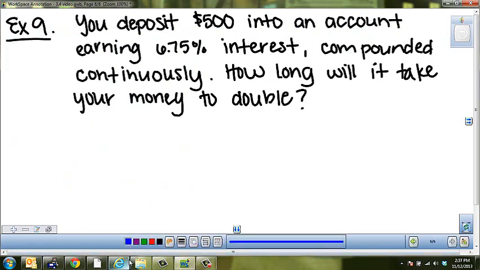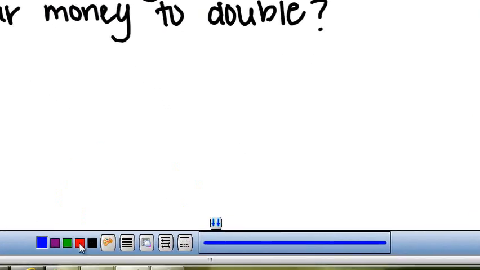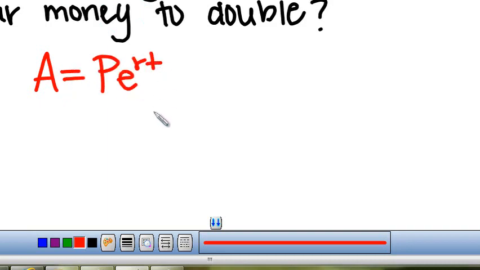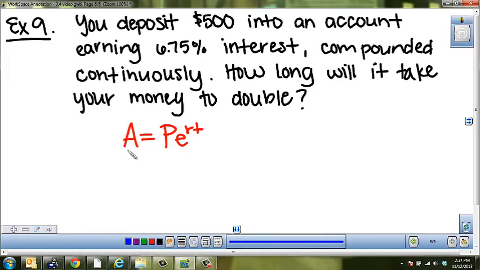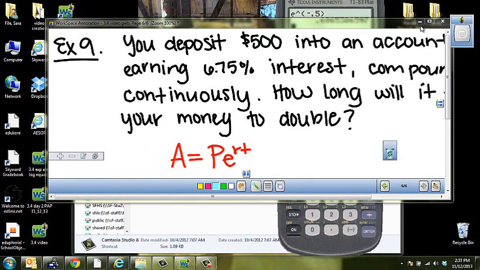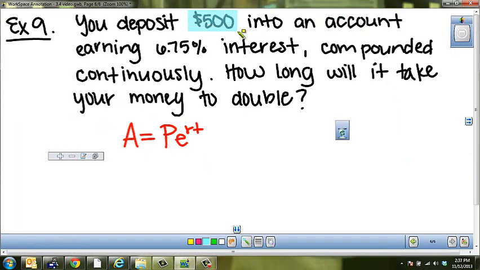So if you're given a problem like this, it says that we've deposited $500 into an account earning 6.75% interest compounded continuously. How long will it take your money to double? We know when we see that compounded continuously statement, this is the formula we're using. So we need to identify the key parts. First, my initial amount, what I'm starting with, is $500. So remember, that is your principal, P.